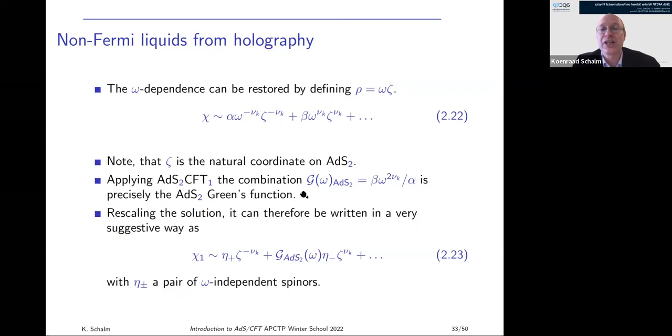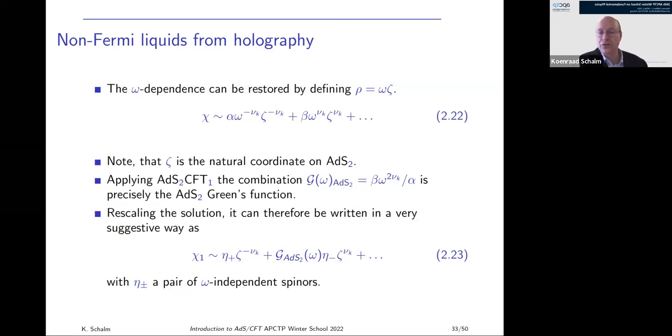Then if I do a rescaling, I just rescale alpha out. The total solution can therefore be written in a very suggestive way as just an omega independent spinor times the source times the AdS2 Green's function times the subleading spinor. Okay, this is a very important point. So I hope you all get this, because now we have solved essentially the equation also in the deep interior in the AdS2 region. This is the solution in the AdS2 region.